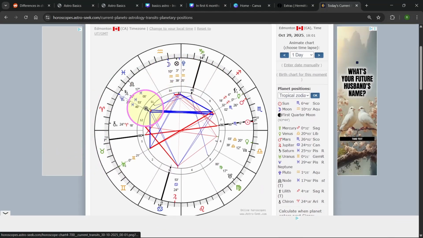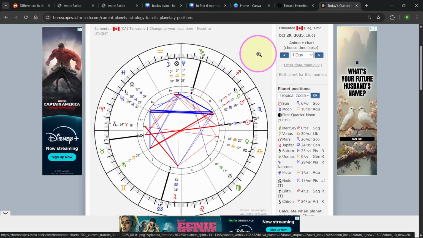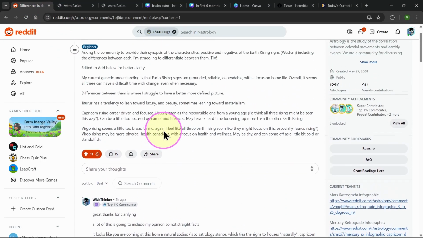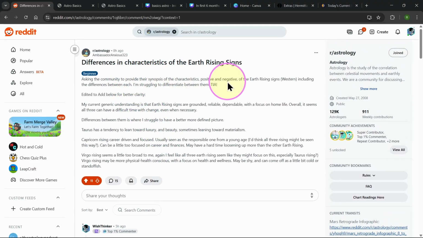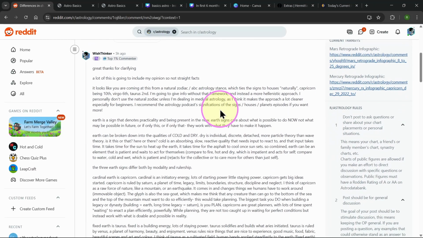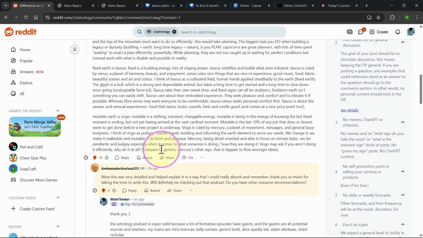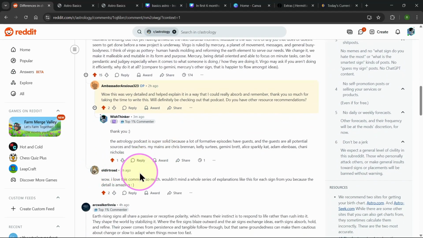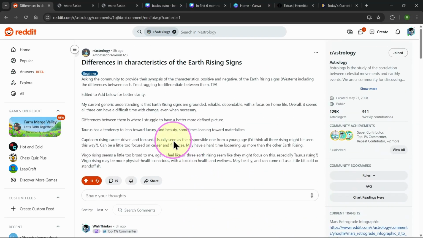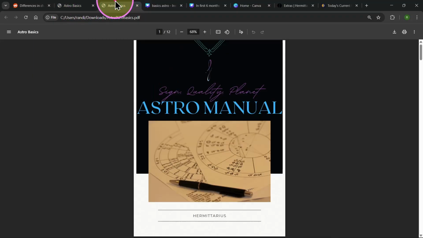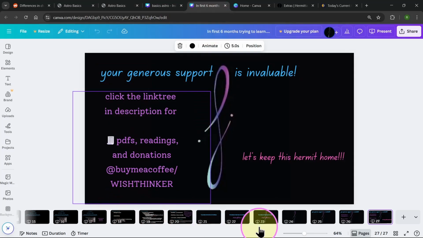Okay, here is the chart of the moment for part one of this recording because it's going to be a ramble. So today on Reddit, someone was asking about what's the difference between all the earth signs. And so I was happy to do a ramble. And then another user wanted a full explanation for all the signs. And so I decided to look through some of the things I've made to share before, and apparently I made this whole PowerPoint like 9 months ago.